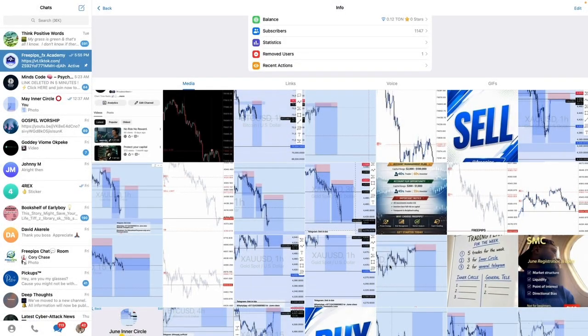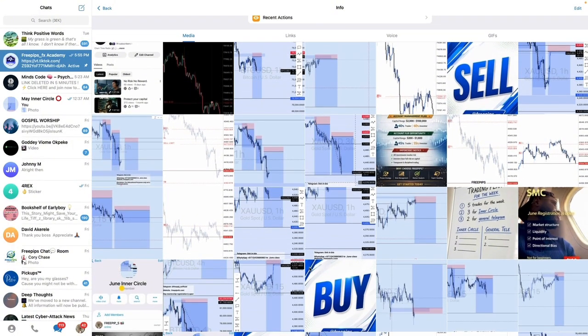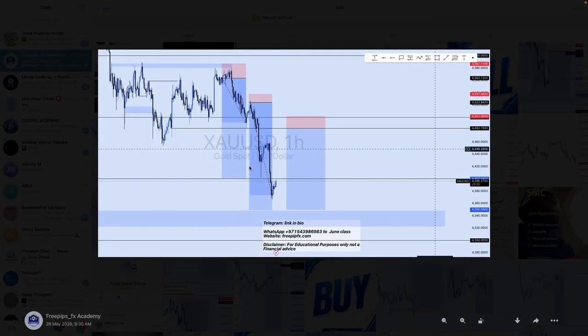And now this is how it's played out. This is how it's played out massively well. And the second entry that we had was this one.